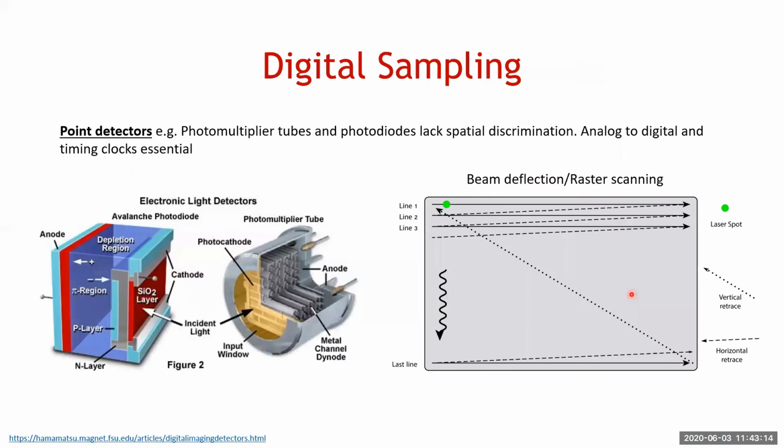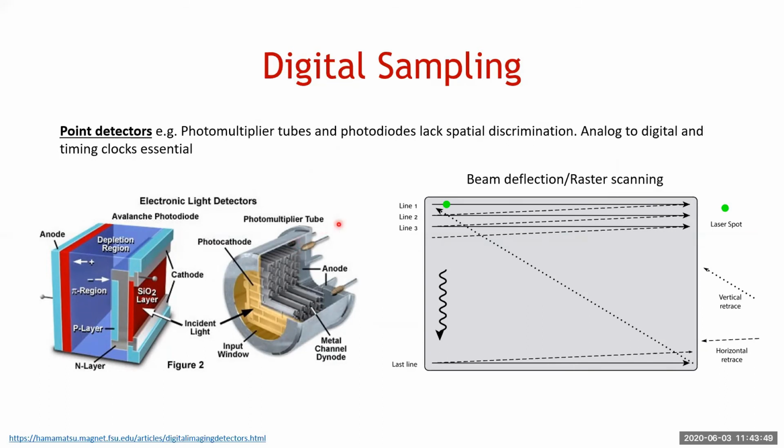So let's talk about the first type of detector, point detectors. Point detectors are most prevalent on confocal microscopes, laser confocal microscopes, and they are photomultiplier tubes and photodiodes, and they lack spatial discrimination. What this means is they're just simply light detectors. They don't know where that photon came from. They don't care. All they do is grab that photon and amplify that signal.